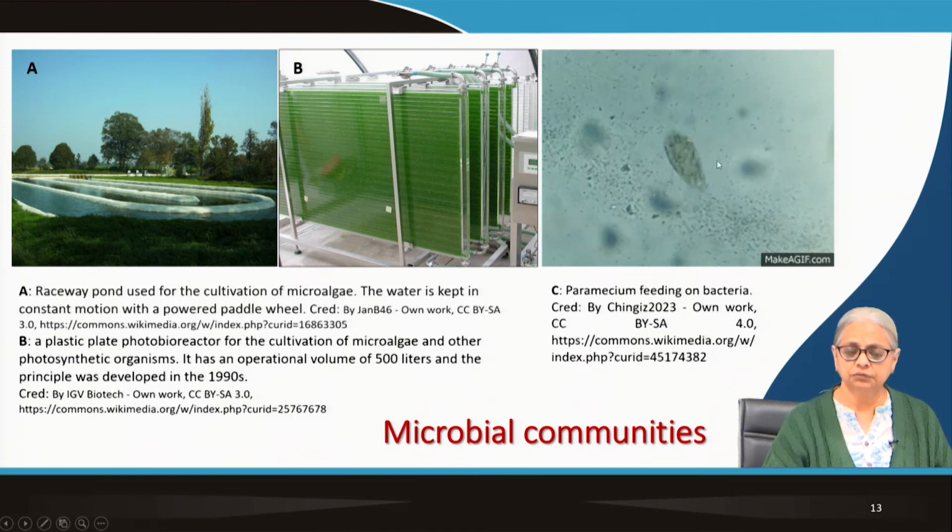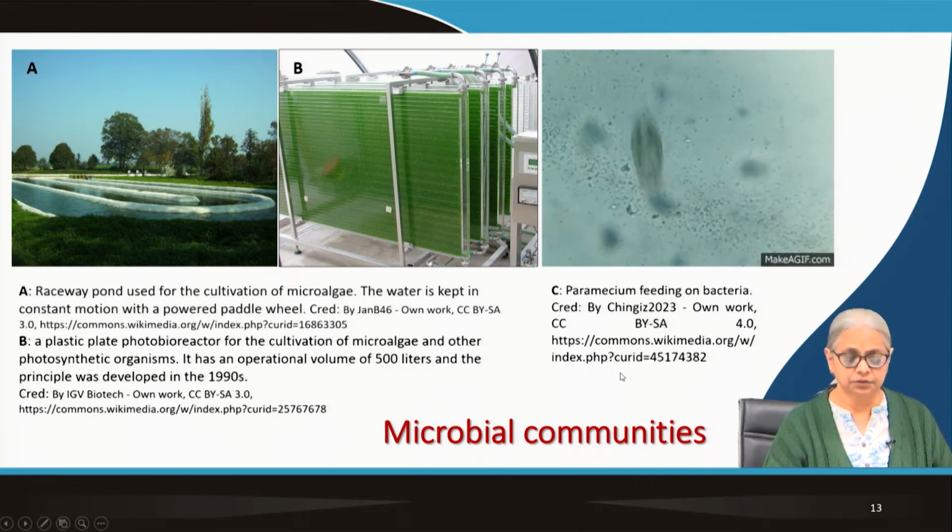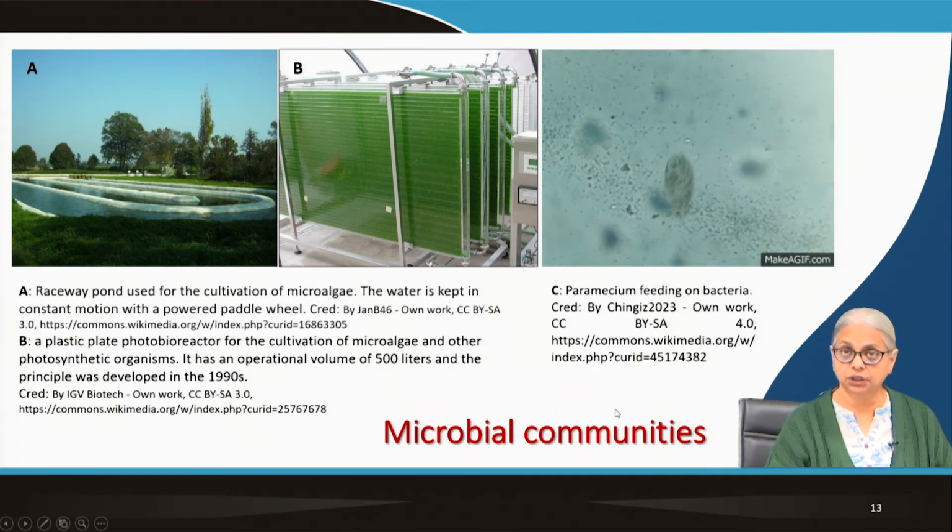Here you can see a video of a paramecium feeding on bacteria. The bacteria are very small. These are the small specks, and the large organism which is crossing the screen over and over again, that's a paramecium or a protozoa. So these are all microorganisms, and they're all heterotrophs in this case, but you can have others as well.